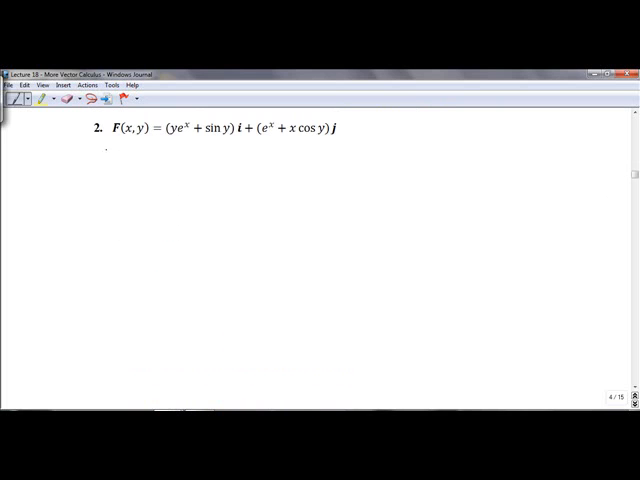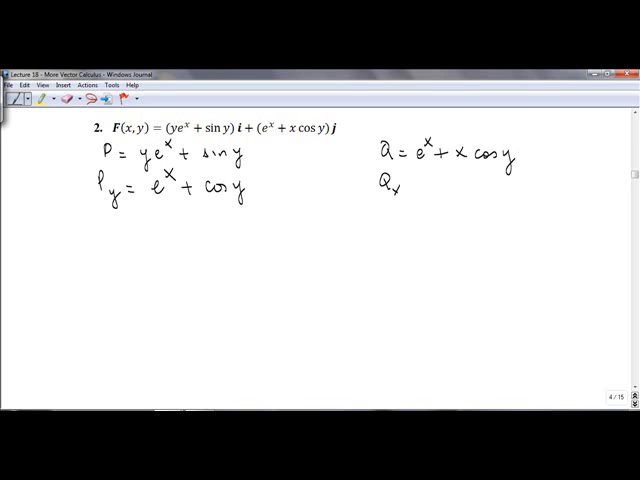All right, so write down P: y e to the x plus sine y. Write down Q: e to the x plus x cosine y. Find the partial of P with respect to y. Can you give that to me, please? Very good. e to the x plus cosine y.